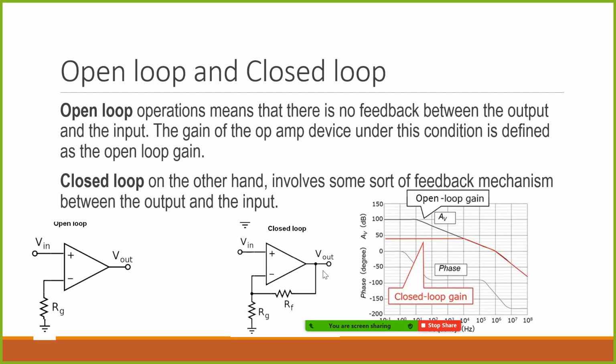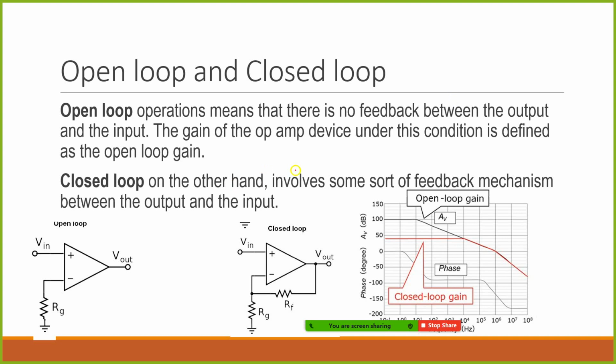Right, so there's something spectacular about when we have amplifiers in closed loop. Closed loop is when a fraction of the output is sent back to the input. Whenever that happens, there is something specific that happens to the overall bandwidth of the operational amplifier.